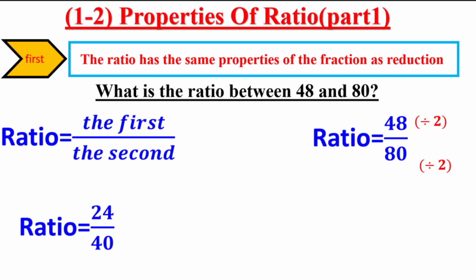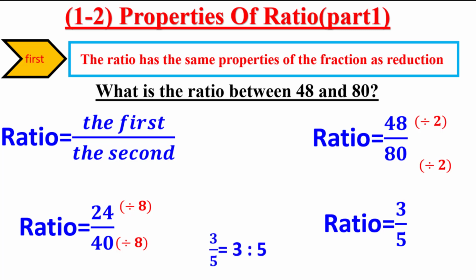The two terms of the ratio are divisible by 8. Yes, dividing by 8 we will get the fraction 3 over 5. Now 3 over 5 equals 3 to 5. So don't forget, we can write and simplify the ratio between two numbers as a fraction.